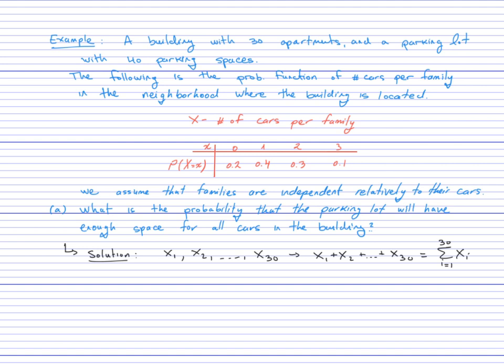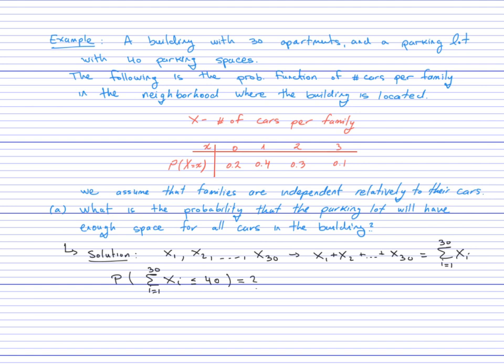Great. Now, the question is, what is the probability that in the end we'll have enough space for all cars in the building? That means that if we take the total of cars, in order to have enough space, and we know there are in total 40 parking spaces, this number needs to be at most 40. That's what we mean by enough space for all cars, and that's the probability that we want to compute. Now, we are going to use the CLT.